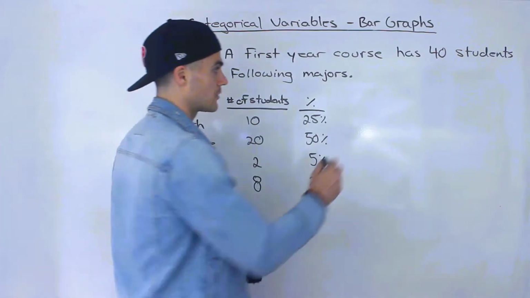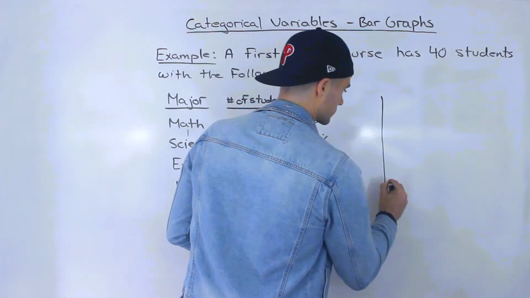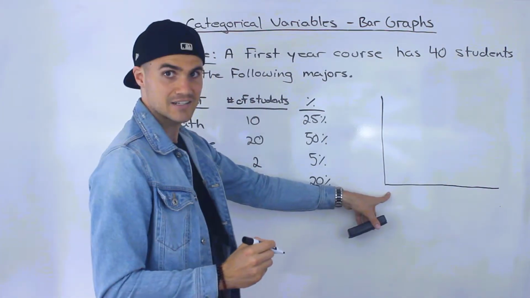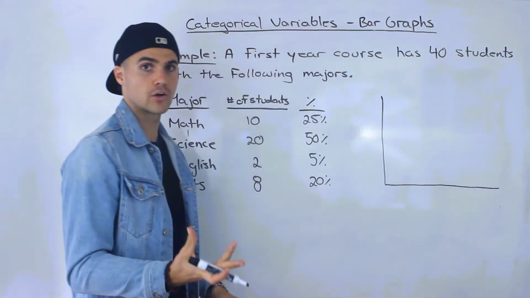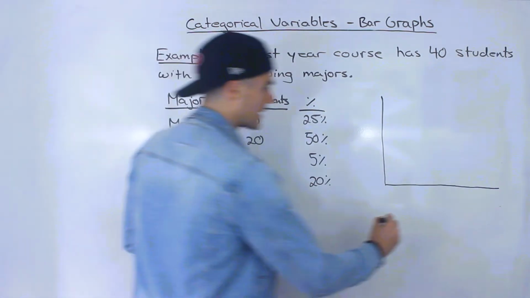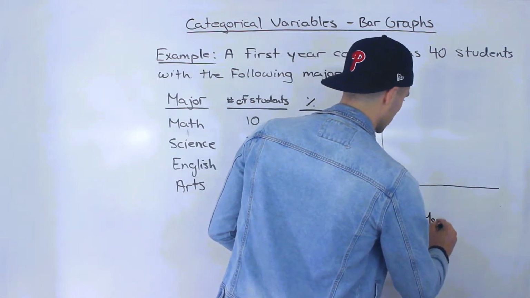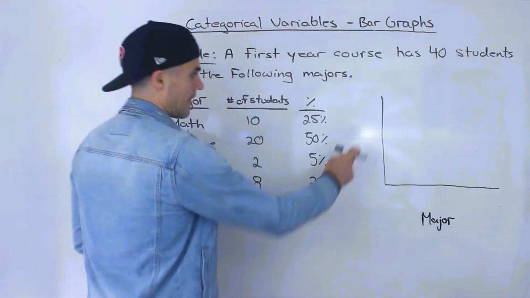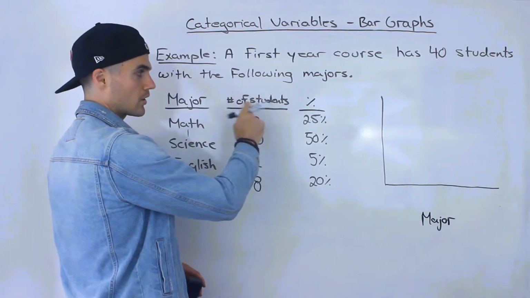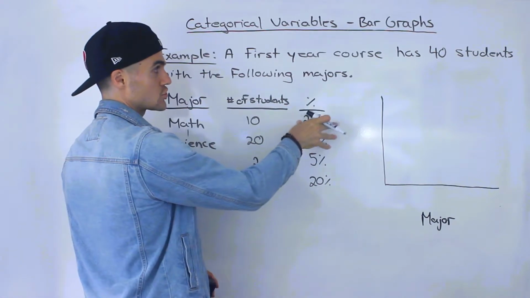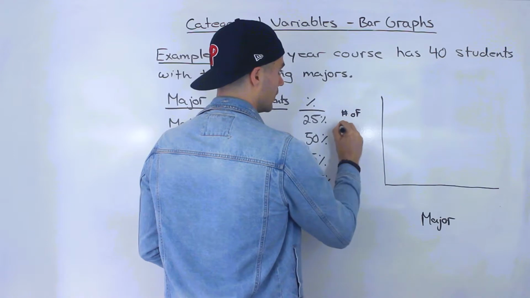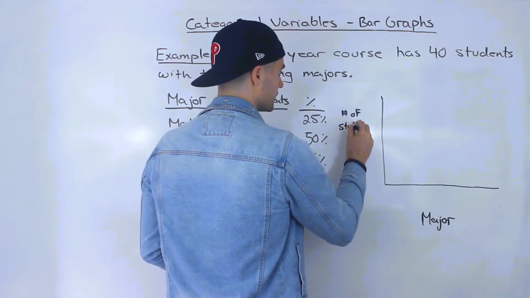So if we do it with the number of students, the way you make them is you draw the axes. Now, the x-axis is always going to be the categorical variable that you're looking at. So in this case, the categorical variable is the major. And then this here, the y-axis, is always either the number of individuals or the percentage of the whole. So let's first do it with the number of students.